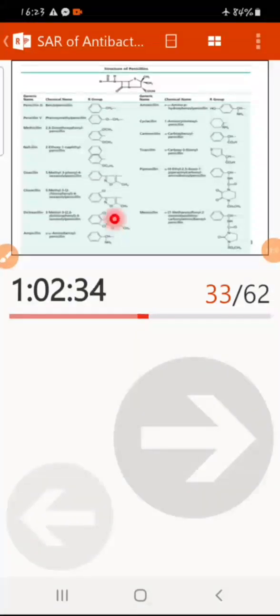Oxacillin, similarly cloxacillin, is similar to oxacillin, the same structure. Therefore, it is beta lactamase stable, acid stable with narrow spectrum. Also, this compound is the same. This is the alpha carbon. The alpha carbon is part of the heterocycle. Therefore, it is acid stable, beta lactamase stable, but with narrow spectrum.